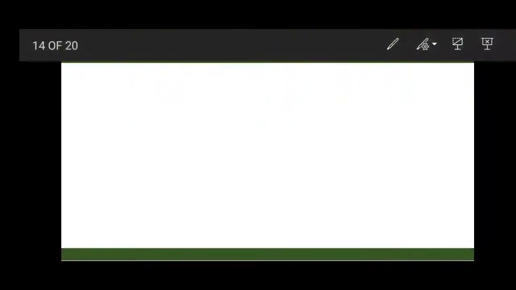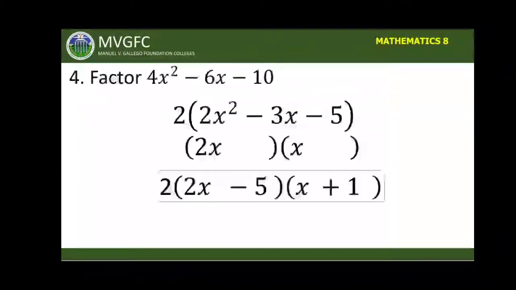So, your final answer would be 2 multiplied by quantity 2x minus 5 multiplied by quantity x plus 1. Okay? Huwag tayo mag-overthink masyado. Okay? It's so easy lang naman.